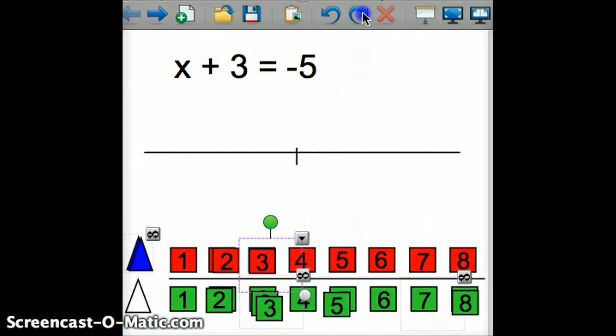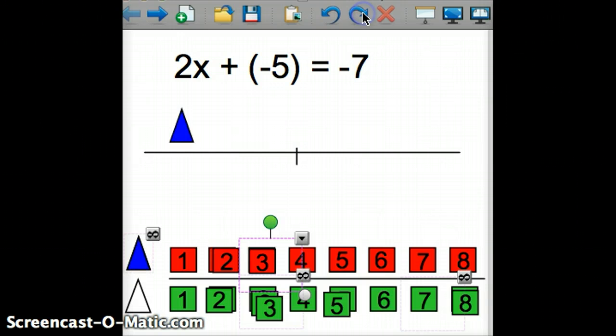We have one more problem to do. Our next problem is 2x plus negative 5. So we're going to start by putting in 2 blue pawns plus a negative 5 plus a green cube equals negative 7. Okay, I'm going to subtract a green 5 from both sides, or subtract a negative 5 from both sides.